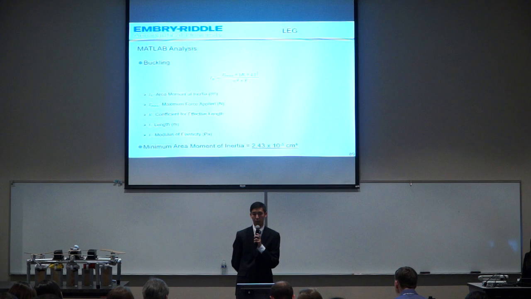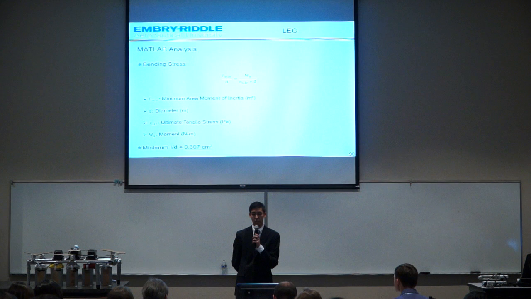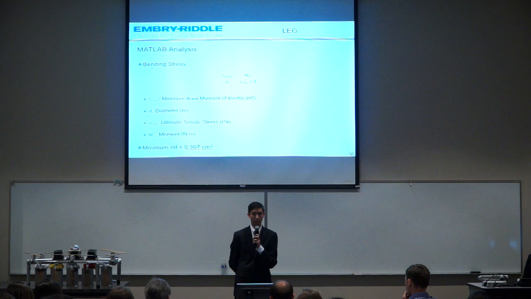The final design metric used in order to determine the leg dimensions was the minimum area moment of inertia divided by diameter, or I over D. This is the same equation used in order to determine the dimensions for the payload bar and electronics bar. This resulted in a minimum I over D value of 0.307 centimeters cubed.